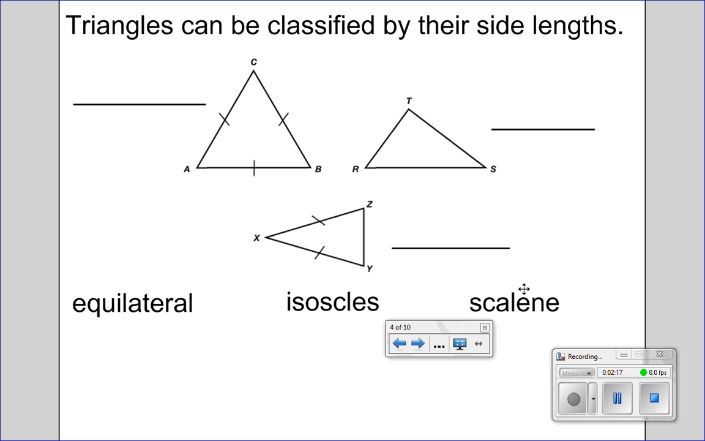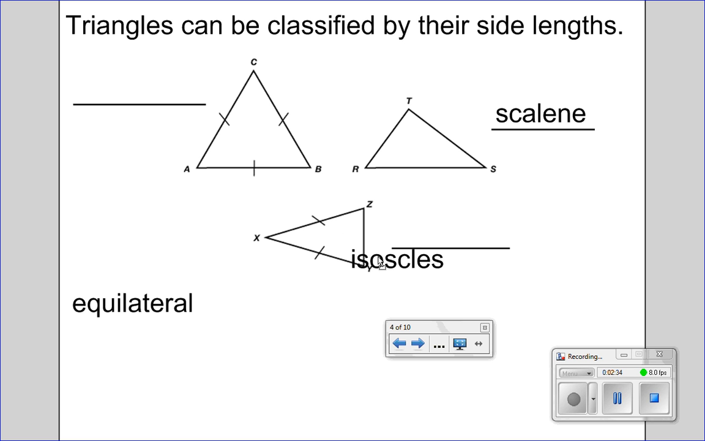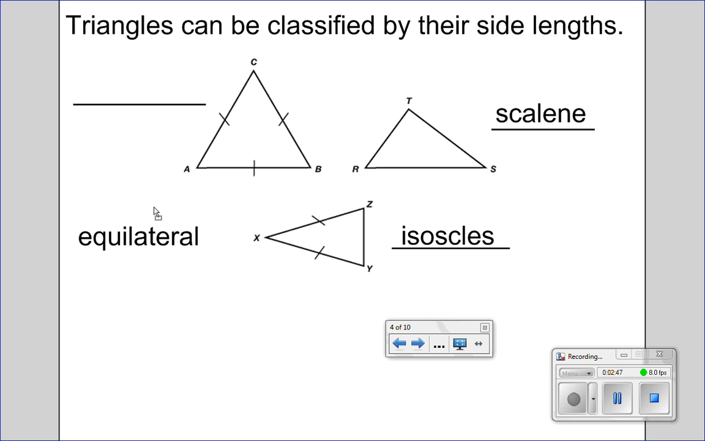Well, a scalene triangle has no equal sides. An isosceles triangle has 2 sides that are equal, and we can tell the sides are equal because 2 sides will be marked with these small lines. So this triangle is isosceles. And then the small lines marking all 3 sides of a triangle means that all 3 sides are equal, so we have an equilateral triangle.